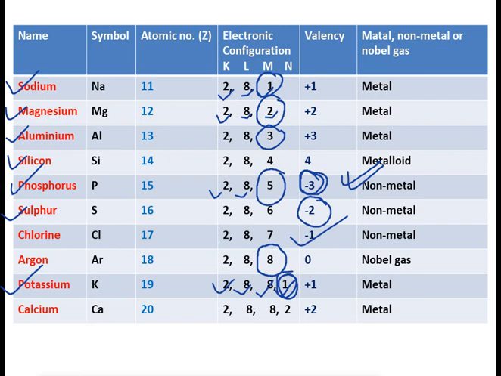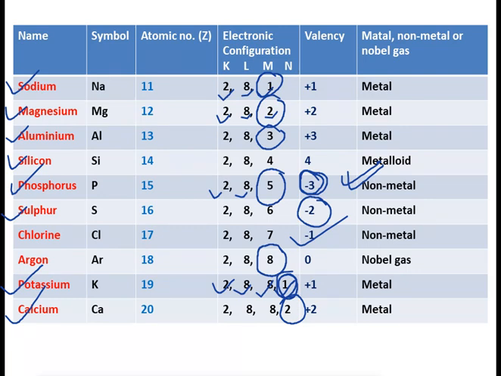And the last one means the element with atomic number 20 is calcium, with the symbol capital C and a, and we have to distribute the 20 electrons. So its electronic configuration will be 2, 8, 8, 2. In the N shell you can see 2 electrons are present. These 2 electrons have to be removed so that calcium will become stable. So calcium will donate these 2 electrons to become stable, and calcium is a metal.